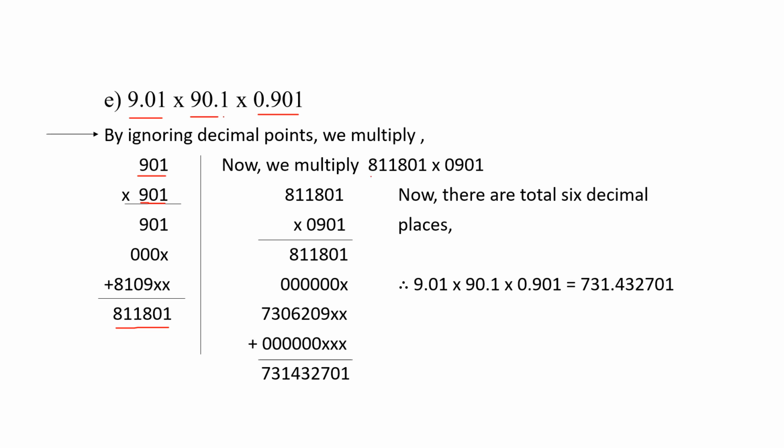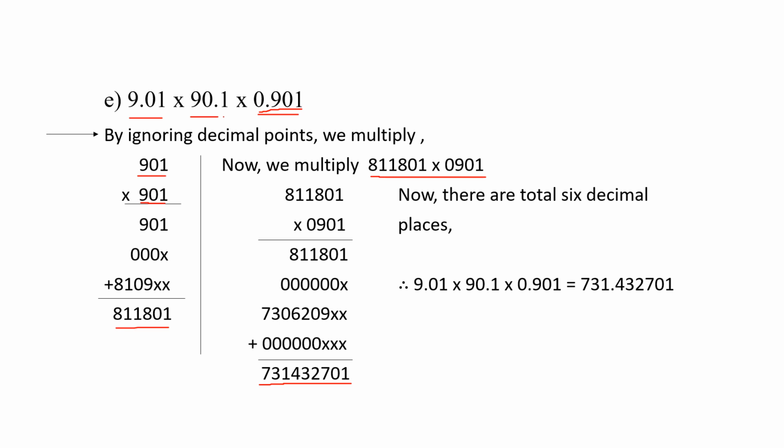Now what is our next step? Now we'll multiply 811801 and the third number, that means this number, that is 0901. So I'll multiply these two numbers. So after multiplication, see what is our answer, 731432701. So this is the product of these three numbers.